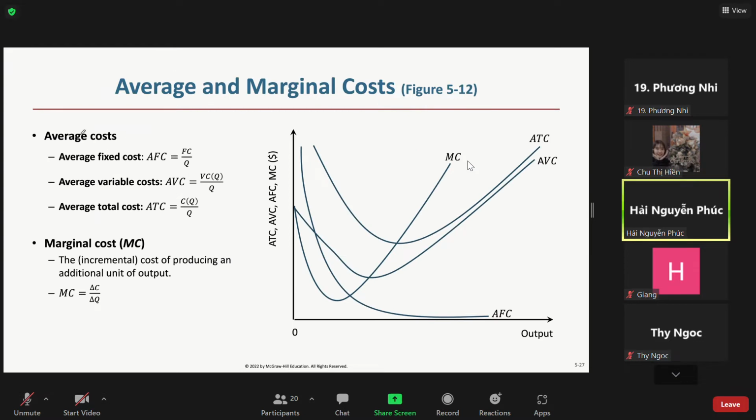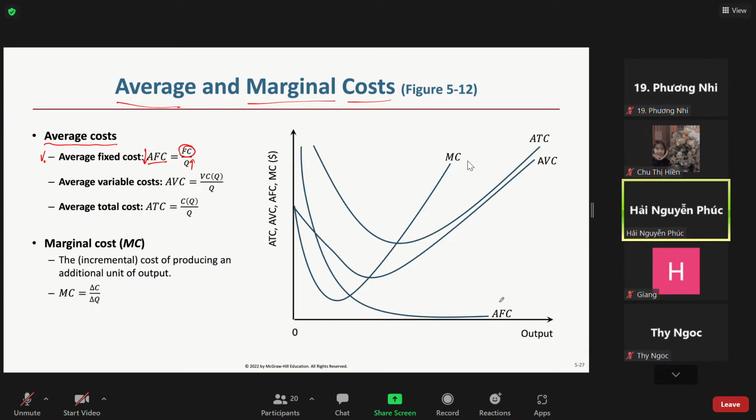Now let's move on to the discussion about average cost and marginal cost. All right. First of all, let's take a look at the average cost. The first concept here we have is AFC, the average fixed cost. The average fixed cost is equal to FC divided by the total output. And we know that FC is fixed. So if we have an increase in Q, then AFC will decrease.